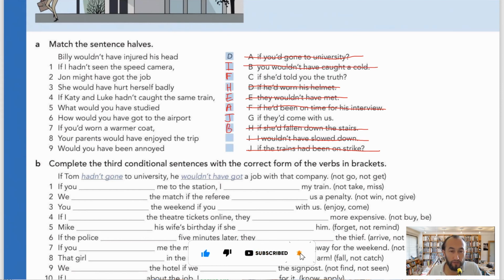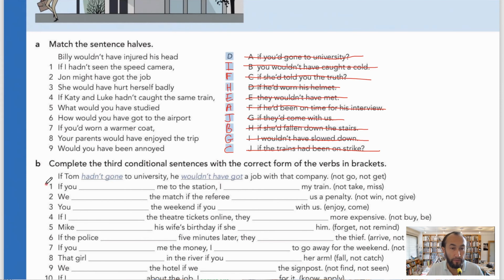Your parents would have enjoyed the trip, number 8, if they'd come with us. G. If they'd come with us. That's it. And would you have been annoyed? The last one. Would you have been annoyed if she had told the truth? So from here, I can understand that she didn't tell the truth. Now they're checking like, well, if she had told the truth, would you have been annoyed? And that's it. C is gone. So now we're finished with exercise A.